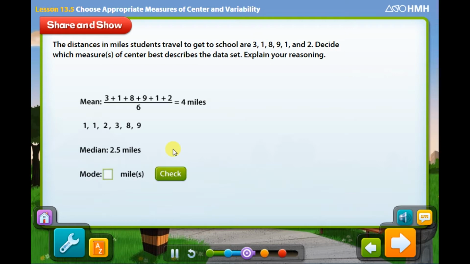Now, let's find the mode. Find the mode of the data. What is the mode? The mode is the number that is most frequently repeated. What is the number that is repeated here 2 times? It's 1. That's right. Since 1 is the only value that occurs more than once, the mode is 1.